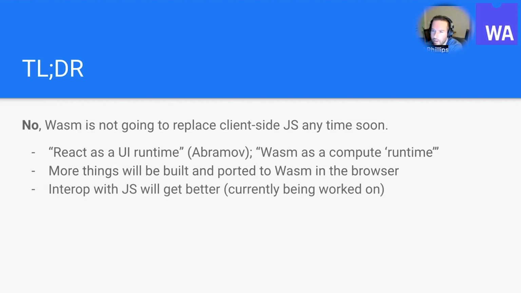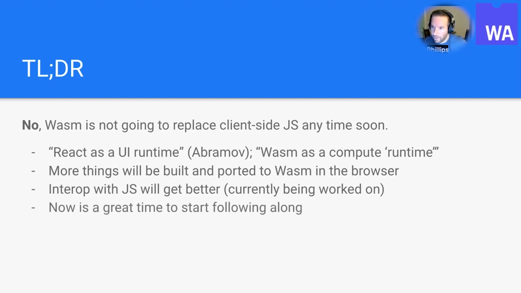Interop means how to get data in and out of WebAssembly, from the JavaScript runtime to the WebAssembly runtime, because these are separate entities that will both need access to the data that you're trying to work with. Now's a great time to start following along, right? That's the crux of this whole thing. And I'm sure you've been to other talks about this. Other people might have said the same thing over the last few years, and it's still a great time.